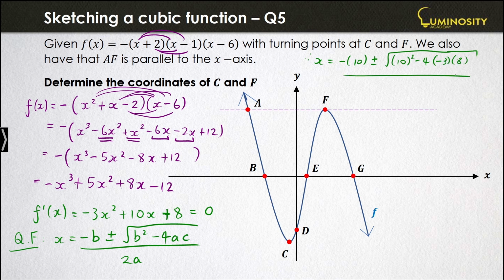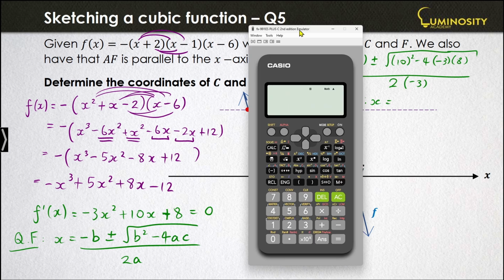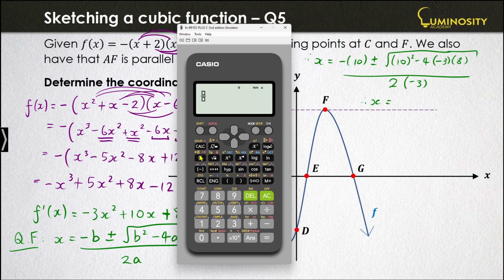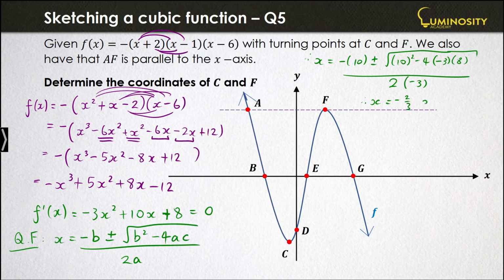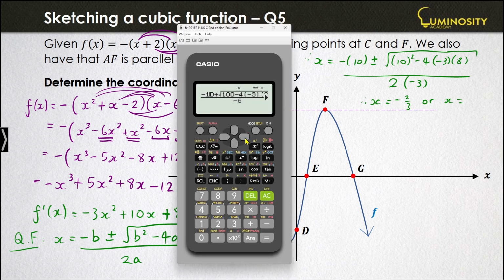Okay, so just be careful with your signs, and that's divided by 2 times -3. So therefore x equals, let's get our calculator out. I'm going to do the positive one first. Negative 10 plus the square root of 10 squared is 100 minus 4 times negative 3 times positive 8, all over negative 6. So I get x equals negative 2/3, or x equals, now I'm just going to change that to a plus on the top.